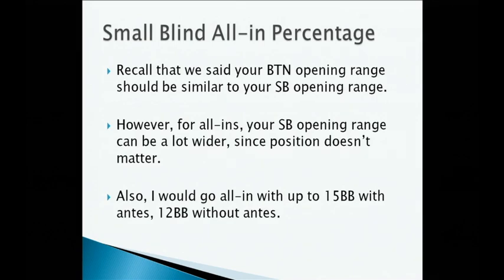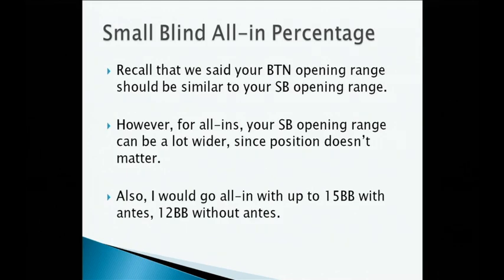If all the money goes in the pot pre-flop, then who gets to act last post-flop doesn't matter, because there's no more actions to make post-flop. So for all-ins, your small blind all-in range can be a lot wider than your button all-in range. And furthermore, I think the threshold of how many big blinds you can have to go all in is a lot higher, because even with 15, even with 20 big blinds, I often go all in from the small blind if I know the big blind's a competent player.